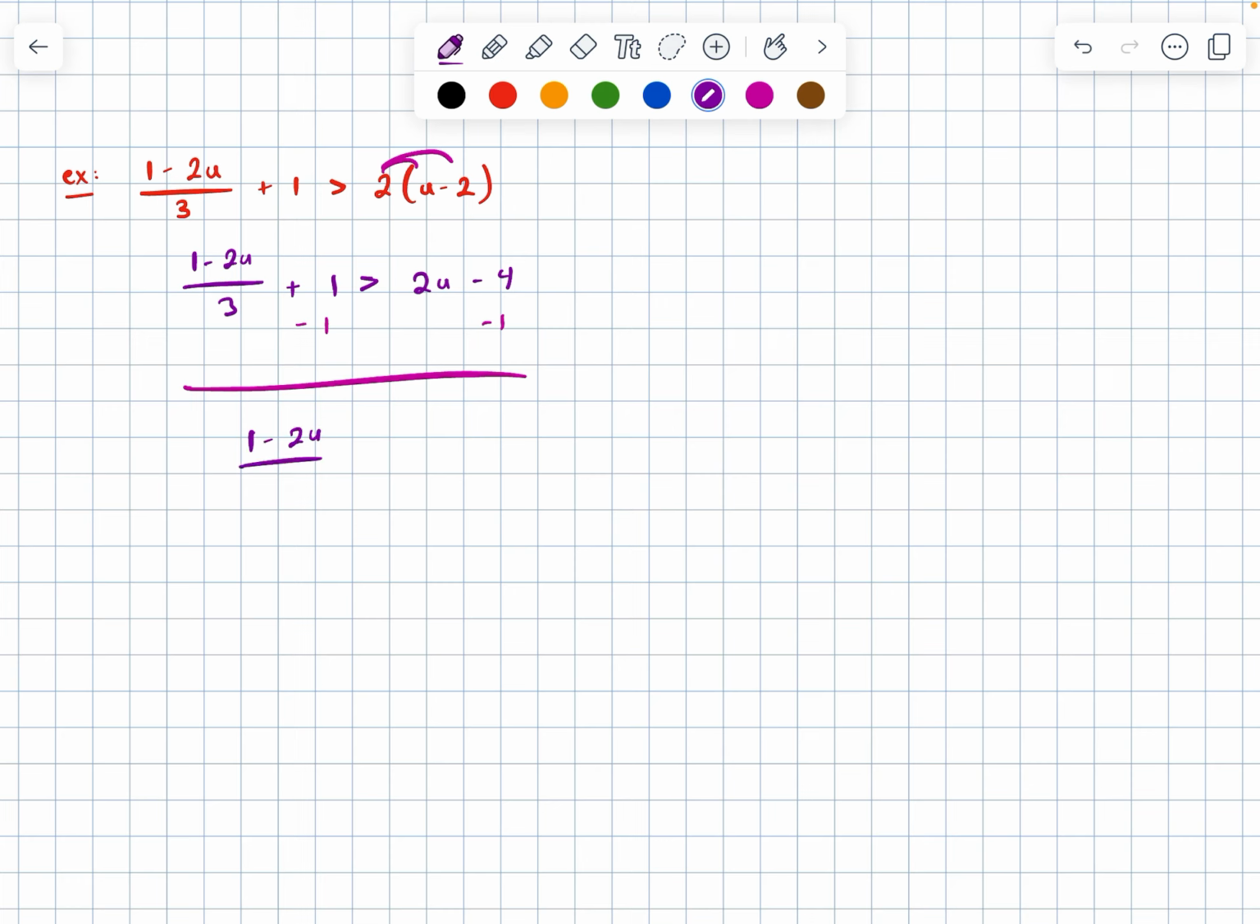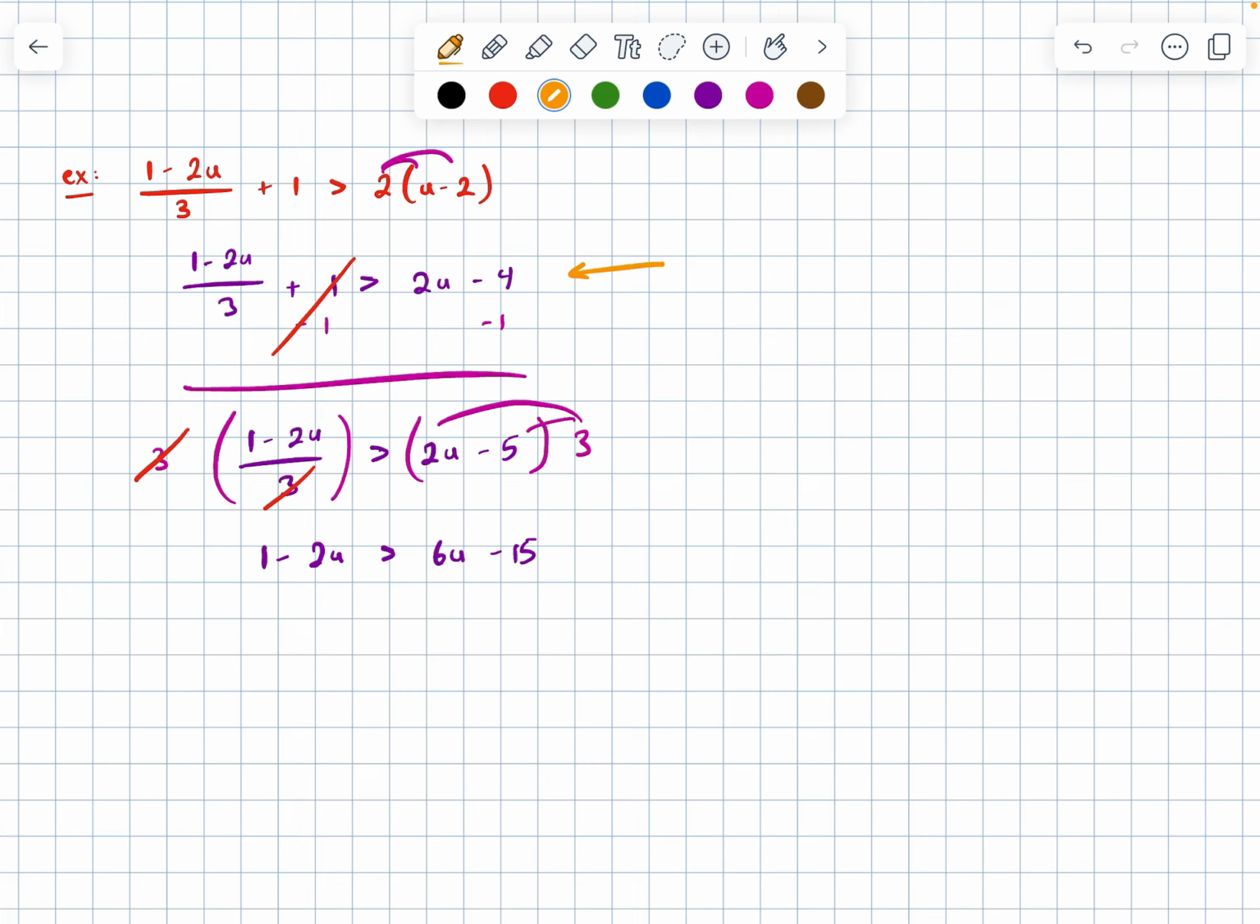So now I have (1 minus 2u) over 3. Those 1s cancel each other out. Is greater than 2u. Negative 4 minus 1 is negative 5. And from here, now I'm going to choose to multiply by 3. The reason why I'm doing it now is just because now that the right side is fully simplified, on the left side, I know that times 3 and divide by 3 are going to go away. So I've got the 1 minus 2u. And now I have my greater than symbol. Well, this 3 is going to distribute, right? I need to multiply the entire right side. So this is going to become 6u minus 15.